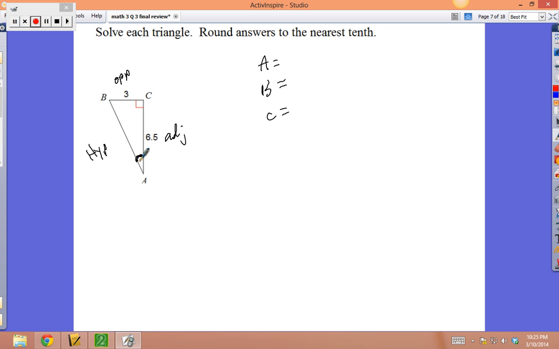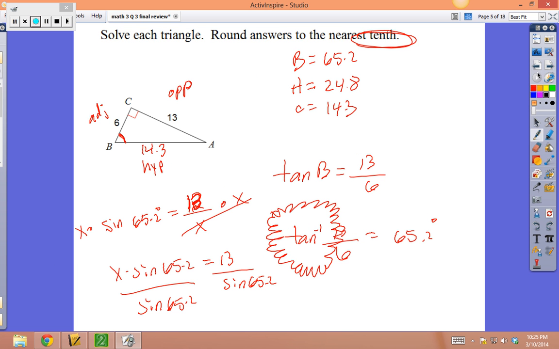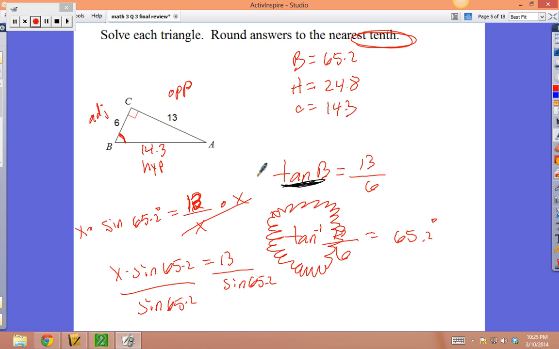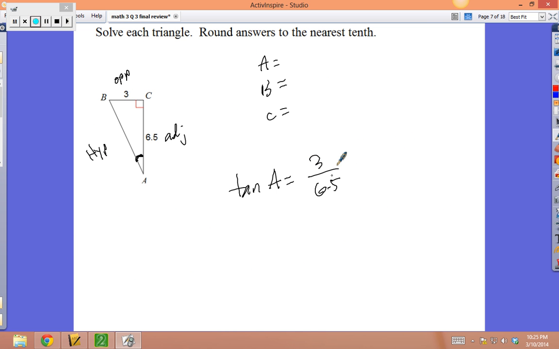Okay, so if I am going from angle A, I'm going to use the trig function that uses 3 and 6.5. So I'm going to use tangent. Tangent of angle A is equal to, what is tangent? Opposite over adjacent. I wonder if I did that other one backwards. Or have we even used the tangent yet? Okay, I think I did it right. So tangent is opposite over adjacent. So tangent of B is going to be opposite over adjacent. Alright, we're in good shape. Okay, so I got the fraction set up right.